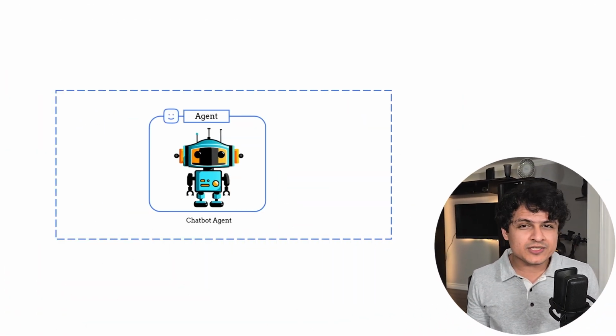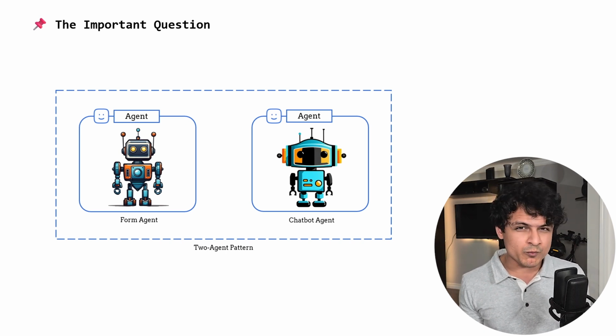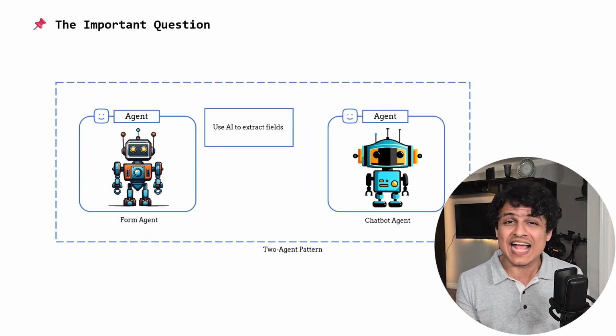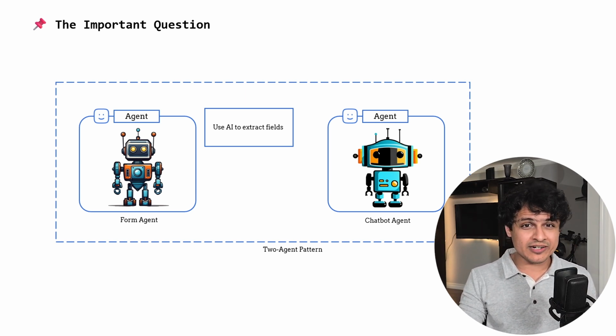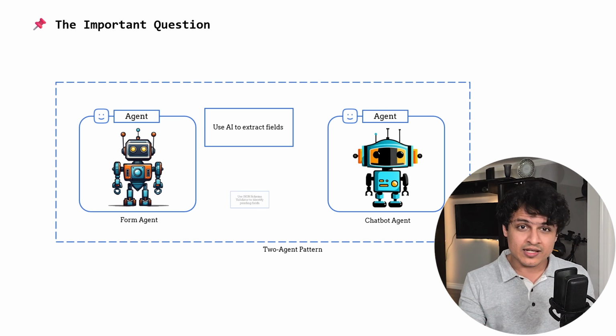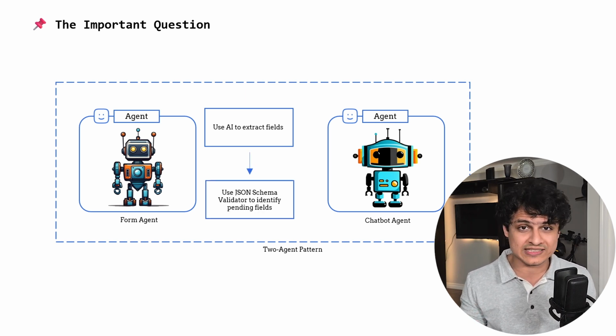This begs an important question. Is the reflection or companion agent always AI-driven? Well, in the form agent's example where we were replacing a form with a chatbot, yeah, we would need an LLM to extract fields and their values from a user's message. However, the task of figuring out which fields are still pending can be done with a simple JSON schema validator.